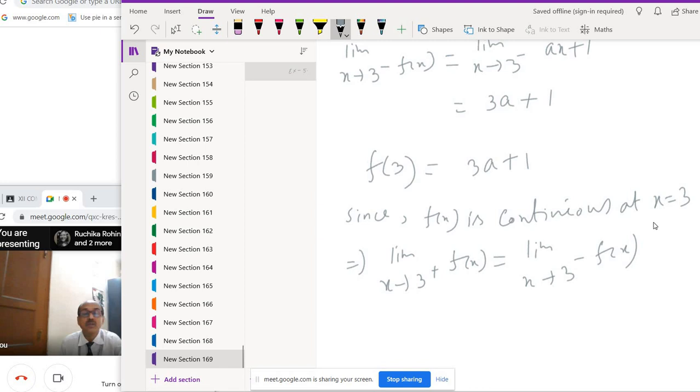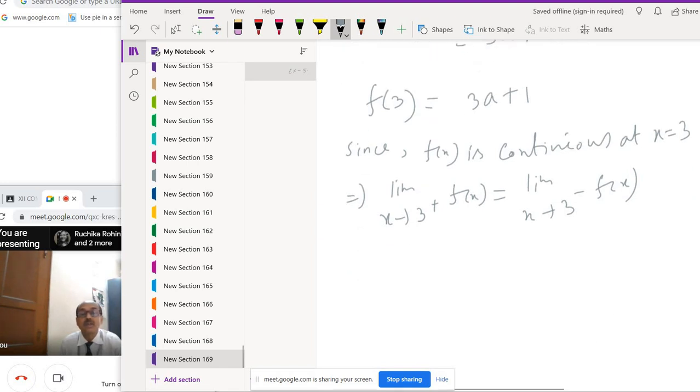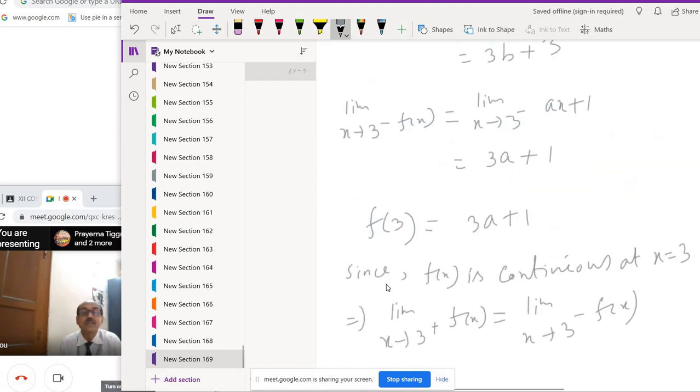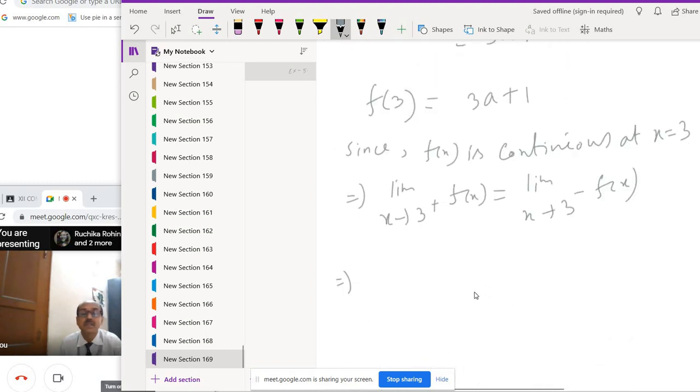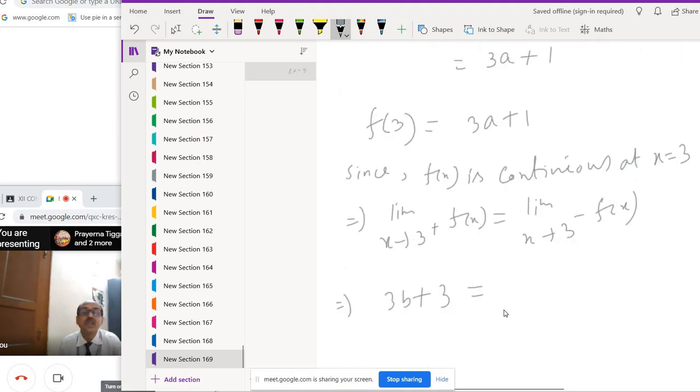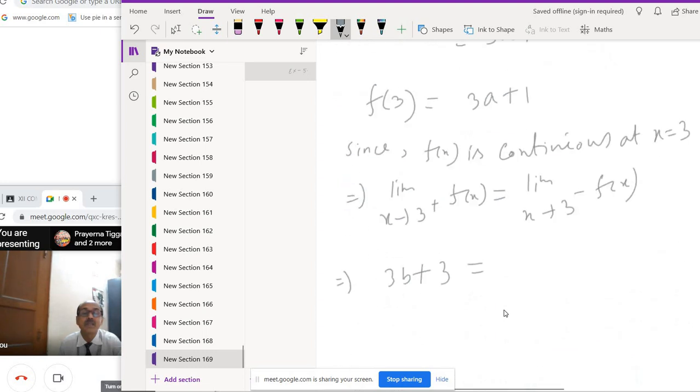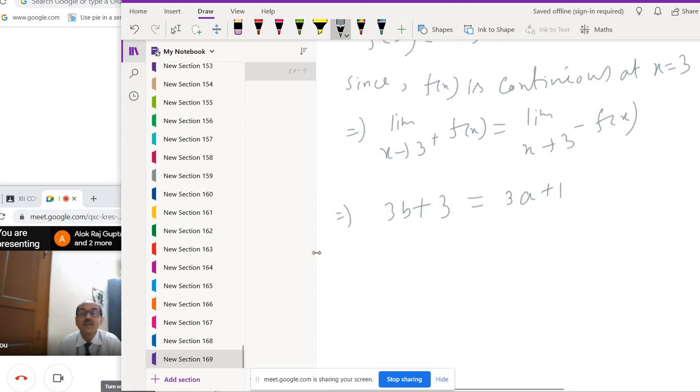So what is the right hand limit value? 3 plus f(x) means 3b plus 3. So 3b plus 3 equals the left hand limit value, that is 3a plus 1. So 3b plus 3 equals 3a plus 1.